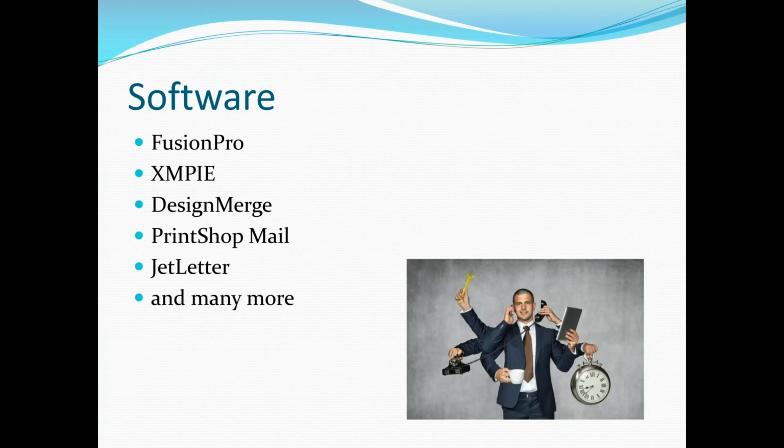Now, there are great software packages out there that can help you control the variable data and ensure that the correct information is on each piece. There are a few listed here: Fusion Pro, XMPie, Design Merge, PrintJotMail, JetLetter, and there are many, many more. They basically all do the same thing, but they have different specialties within it. So check each one of them out and find out which one works best for your needs. Basically, you want to evaluate the ease of use, functionality, the support you're going to get when you have issues, and of course, price.